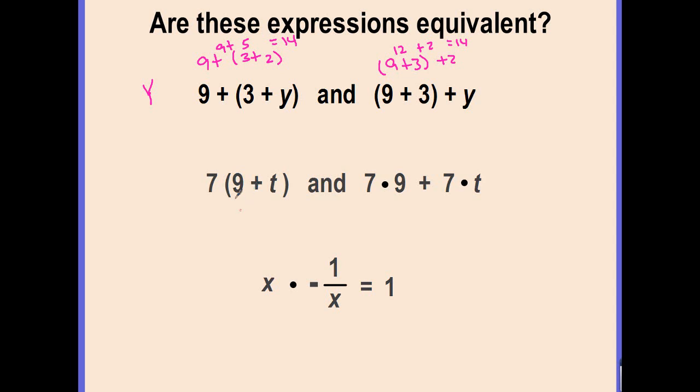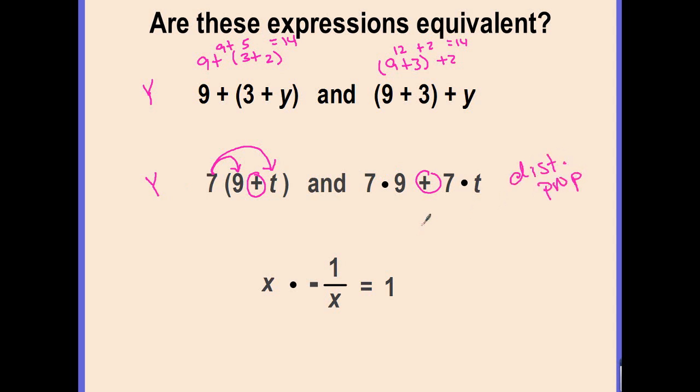And the distributive property says you can distribute this number on the outside that you're multiplying it by to each term inside. Is that what is going on here? 7 times 9. Well, okay, 7 times 9. Then we have plus, which is what we have inside the parentheses. Then we had 7 times t. 7 times t. That's exactly what we did. So yes, these two expressions are equivalent. This is the distributive property.